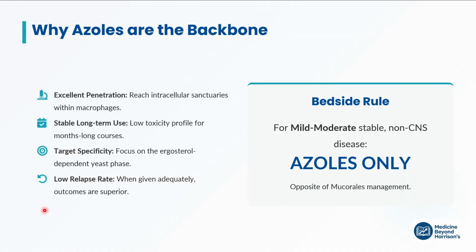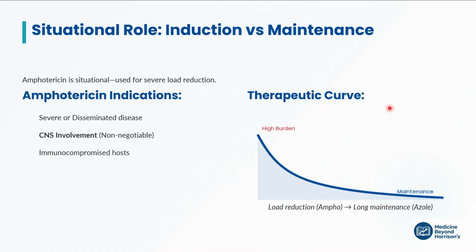Why are azoles the backbone? Because of excellent penetration, they reach intracellular sanctuaries even within macrophages. They are stable for long-term use, with a low toxicity profile for months and long courses. They focus on the ergosterol dependence of the yeast phase, with a slow relapse rate when given adequately, and outcomes are much superior. So azoles are the backbone therapy for dimorphic organisms. It is just the opposite of mucormycosis management, where you give amphotericin B and echinocandins if sensitive. For mild, moderate, stable, non-CNS disease, azoles alone are the treatment.